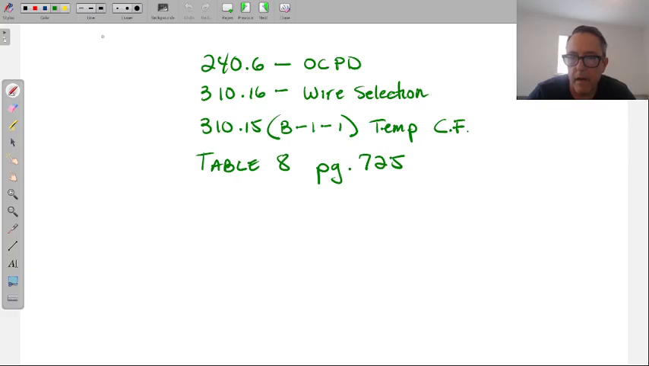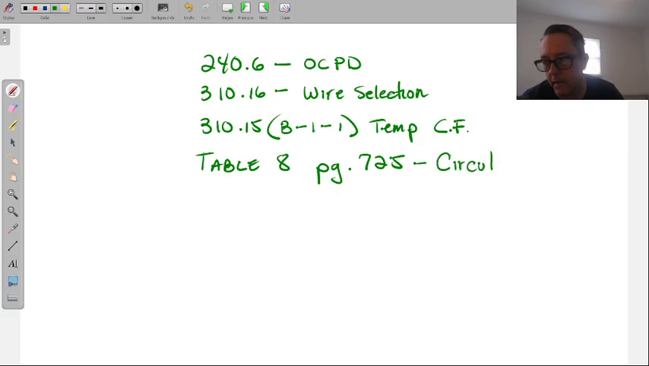Fuses are more likely to be found in the motor world than residential or commercial stuff, but they do find their way in. 310.16 for wire selection, and then this is the one we looked at yesterday with the temperature correction factor. That's what CF means if you need to write that out. Actually, this one's not labeled, although Table 8, that's what it is, but this one is the circular mills. And we need that one for voltage drop. That's for the voltage drop formula.